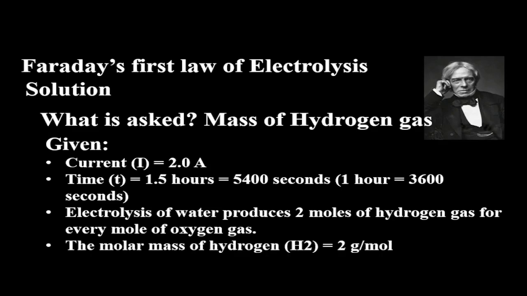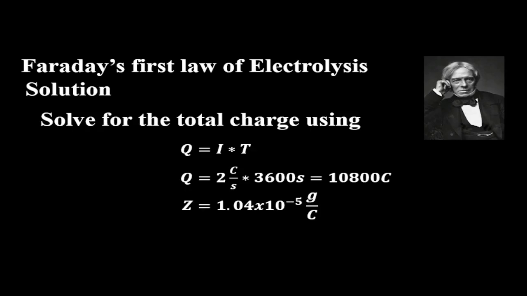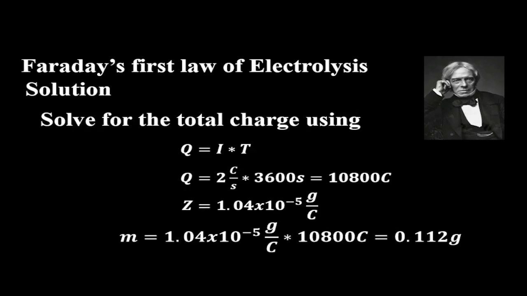The molar mass of hydrogen, H2, equals 2 grams per mole. We can solve for the amount of charge using the formula Q is equal to current I times time t. We see that the electrochemical equivalent for hydrogen is: By substituting the values to the formula, we have 0.112 grams of hydrogen gas produced.